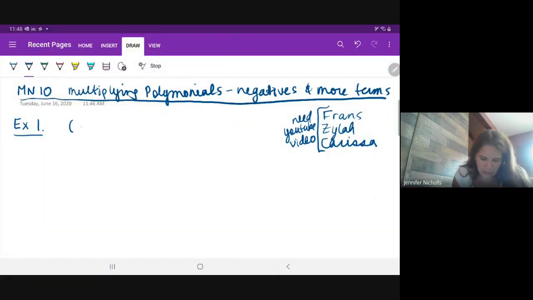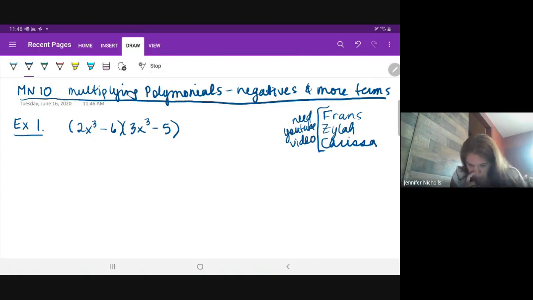Okay, so let's do this one. 2x to the third minus 6. And then this one is, I don't want to have a 2 again, so 3x to the third minus 5. Okay, so let's write on the side.